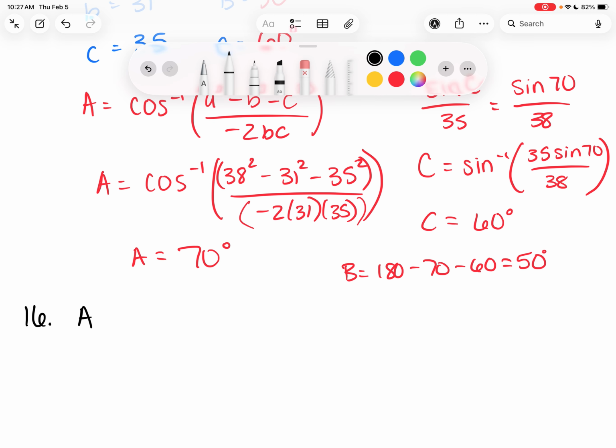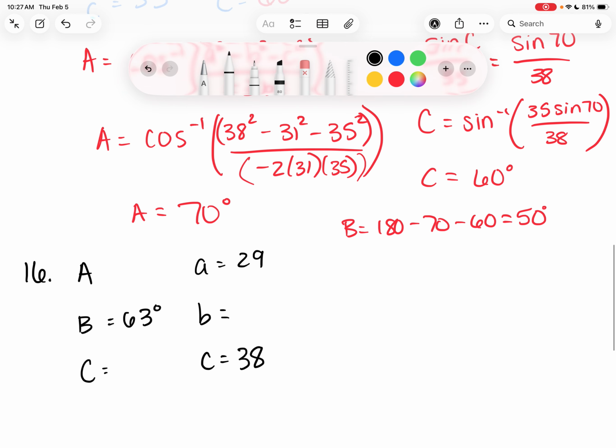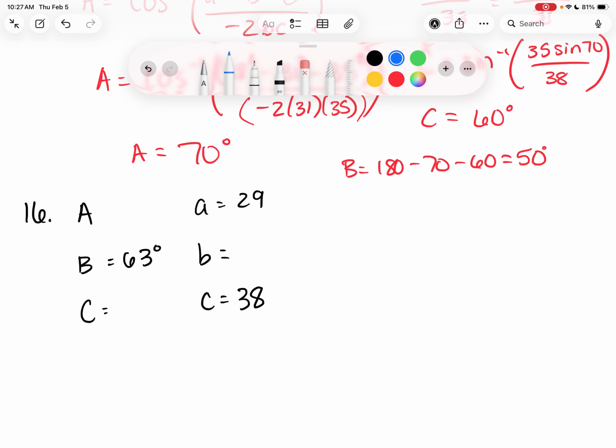I'm going to go ahead and set up everything here. Angle B is 63 degrees. Side A is 29 and side C is 38. Great. So I can see I have side, angle, side. So I'm going to be solving for side B first. I've got to get something with its pairing.